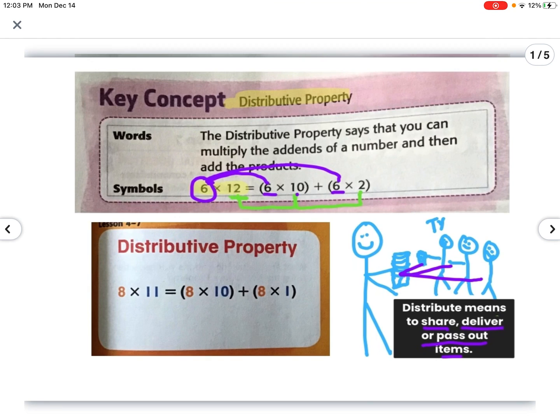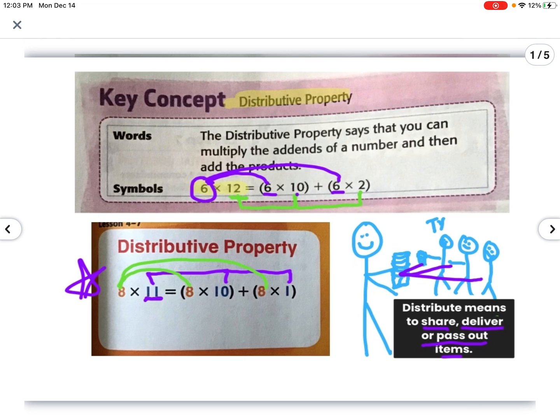So let's take a look at this example right here. First I write my biggest number in expanded form. So 11 is the same thing as 10 and 1. And then I distribute, or pass out, or share the 8. So now I have 8 times 10 plus 8 times 1. And the purpose of this is to make it simpler to do the multiplication.